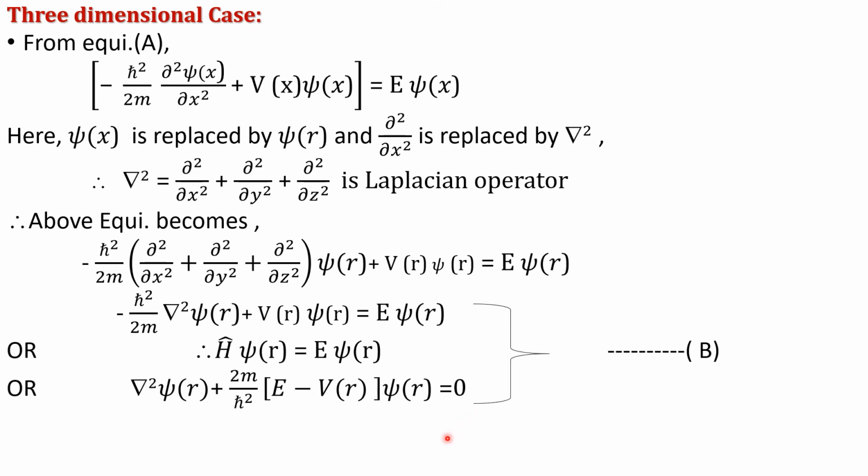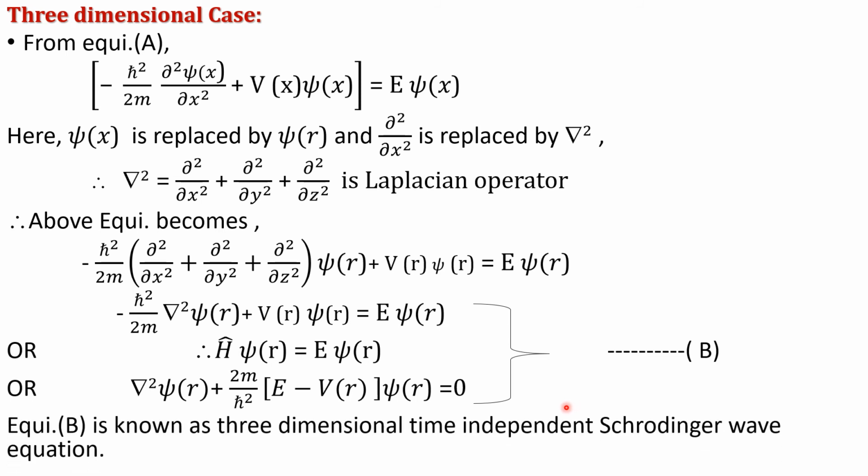That equation, combined with minus h cross square by 2m del square psi of r plus V of r psi of r equal to E psi of r, or H psi of r equal to E psi of r, or del square psi of r plus 2m by h cross square, E minus V of r, psi of r equal to 0, is the 3-dimensional time independent wave equation, or the steady state wave equation. Now we prove that.